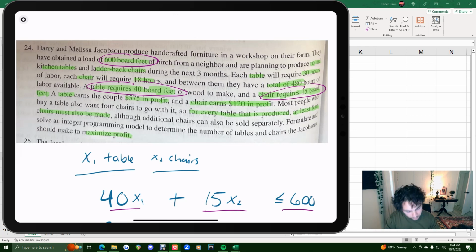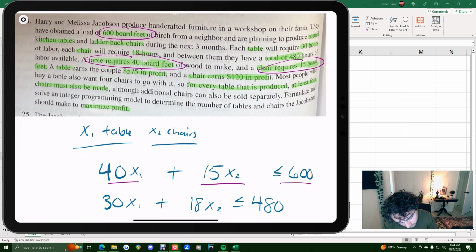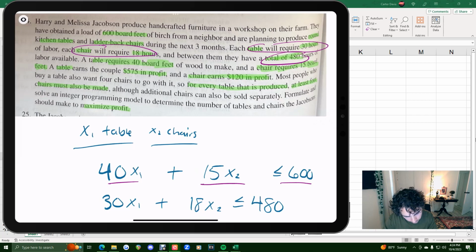So 40 times tables plus 15 times chairs is less than or equal to 600, because 600 is all they have available. Next one, number of hours, labor hours. Each table, 30 hours. Each chair, 18 hours, and they only have a total of 480. So likewise, 30x1 plus 18x2 is less than or equal to 480.